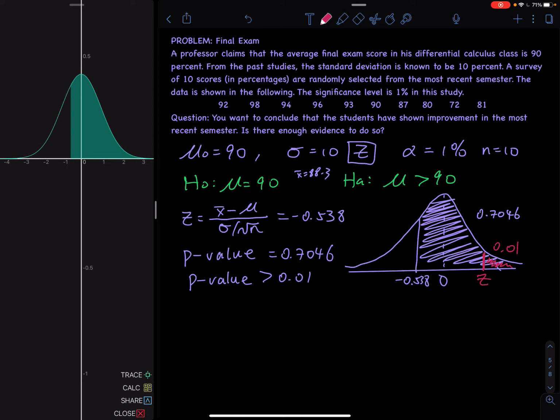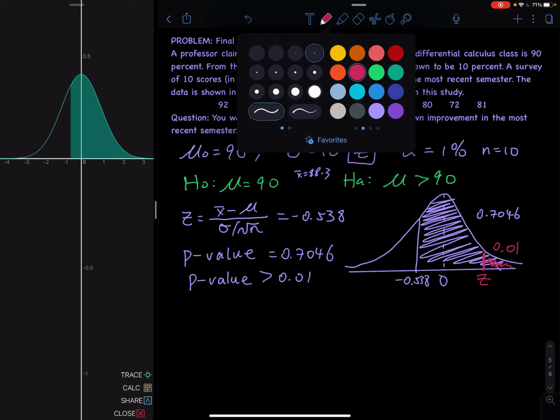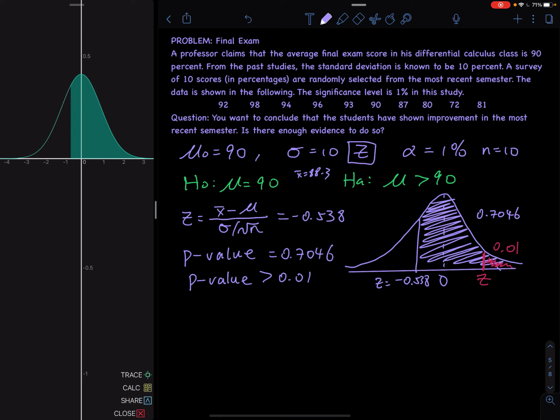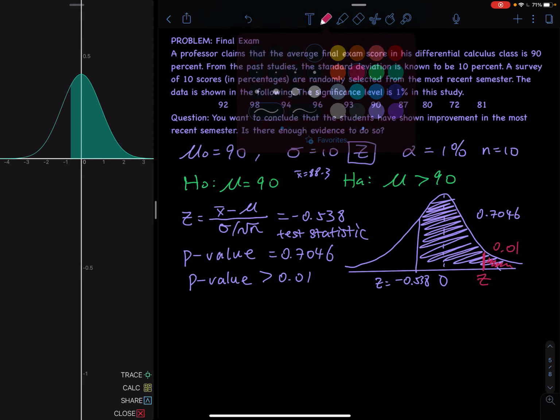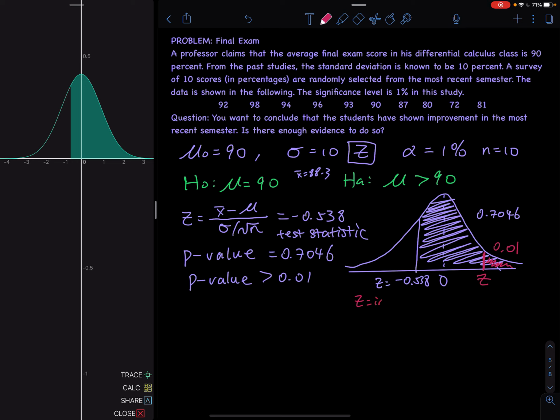If you compare the p-value to the alpha, what if you compare the z? This is a purple z, the test statistic. And then the p-value, how do you calculate the red z? To calculate the red z, that is equal to inverse norm, and then you input the 0.01 and then 0 and 1. So what is that equal to?